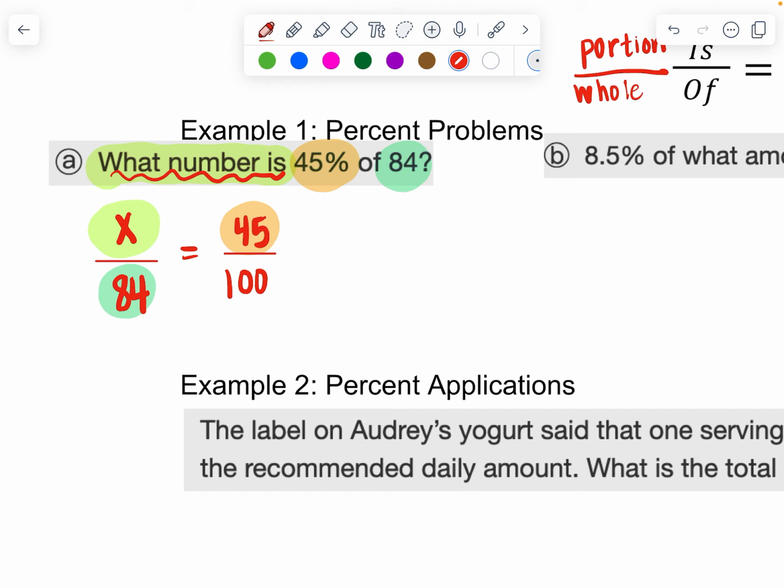In order to solve this, we multiply across the two numbers that are given. So I'm going to multiply 84 and 45. And then we divide by whatever number is left. In this case, we're dividing by 100. So again, multiply diagonally the two numbers that you know, and then divide by the other number that you know. And if I did that, I would get that x is 37.8.